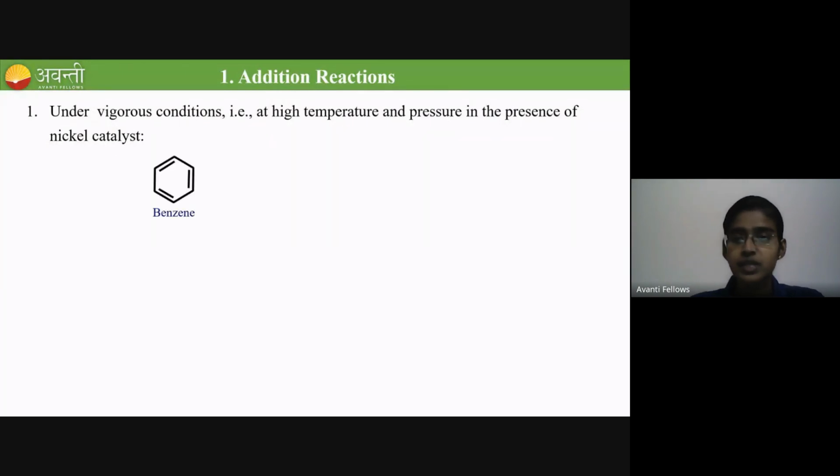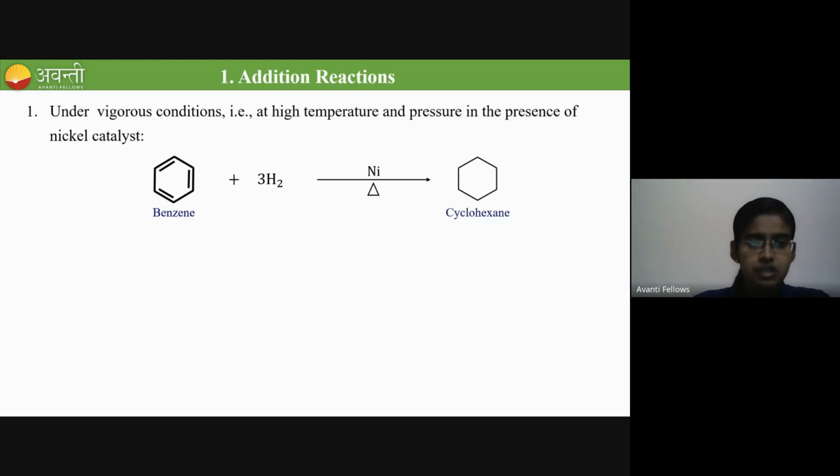Addition occurs in benzene. So take the benzene and add 3 moles of hydrogen, because we have 3 pi bonds, right? So we need 3 moles of hydrogen to break and add. In the presence of a nickel catalyst and on heating, we get cyclohexane. So how is it getting formed? You have to break this bond and add hydrogens on both sides. Break the bond and add hydrogen. So you will get cyclohexane. All the pi bonds are broken down to give cyclohexane. Very easy. Same as that of alkenes and alkynes.